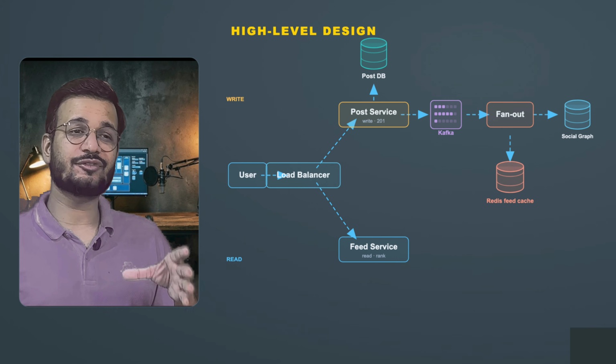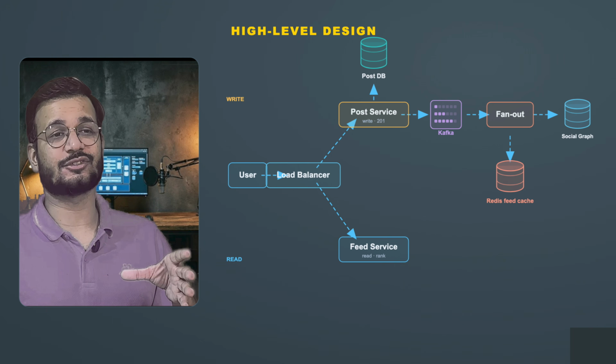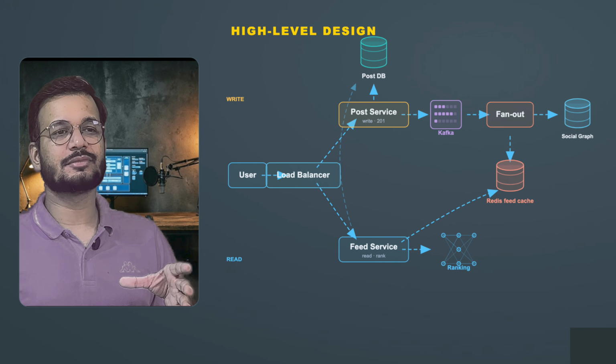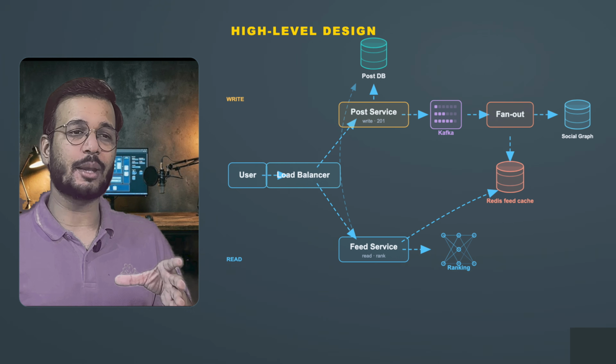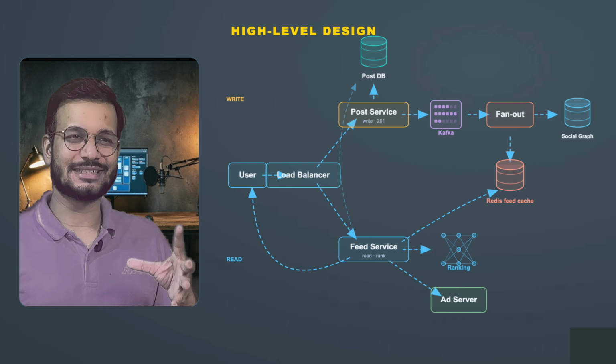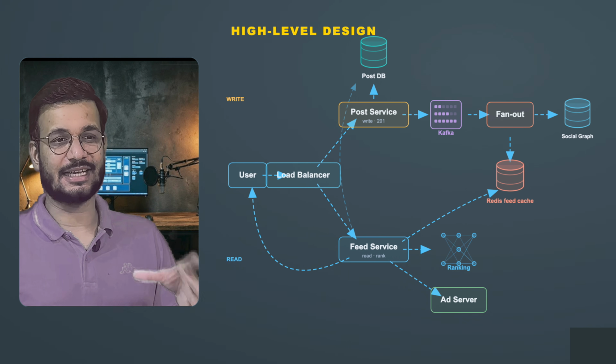When a user reads, the feed service reads from the Redis feed cache. It calls the ranking service to rank the candidates. Then it merges in celebrity posts via pull. It calls the ad service for ads and returns the final paginated feed. This is the skeleton. Now let's go deep into each of the pieces.